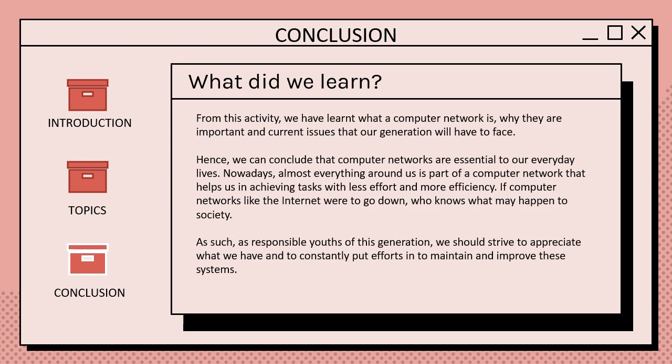Nowadays, almost everything around us is part of a computer network that helps us in achieving tasks with less effort and more efficiency. If computer networks like the internet were to go down, who knows what may happen to society. As such, as responsible youths of this generation, we should strive to appreciate what we have and to constantly put efforts in to maintain and improve these systems.